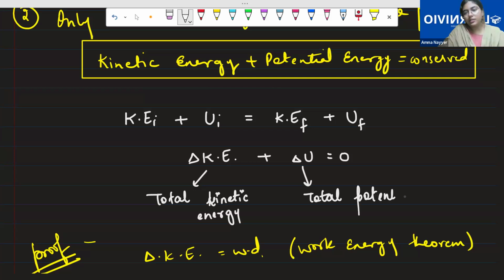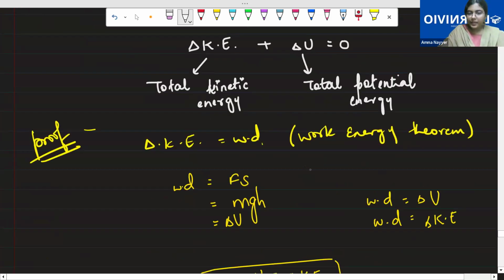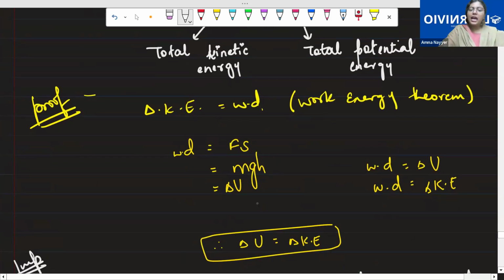Now, why kinetic and potential only? We know work done is equal to change in kinetic energy, which is equal to mgh for potential energy, and we know work done is, in fact, it's better if you remember it this way.